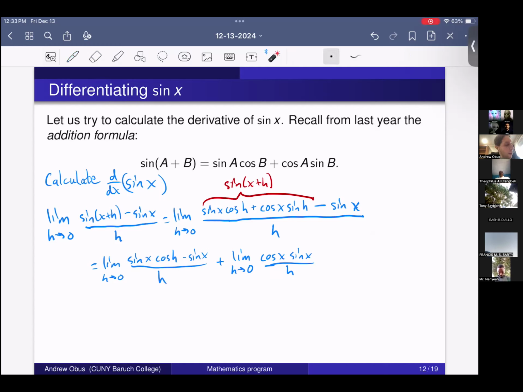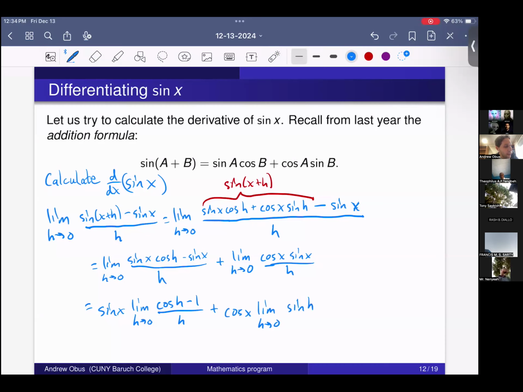And so I now have a factor of sine of x. I can just pull that out. That has nothing to do with the limit. And I have a factor of cosine of x. I can pull that out. That has nothing to do with the limit. So this is going to be sine of x times the limit as h goes to 0 of cosine of h minus 1 over h, right? Because if I factor out sine of x, I'm left with cosine of h minus 1. And then I'll write this as cosine of x times the limit as h goes to 0 of sine of h over h.